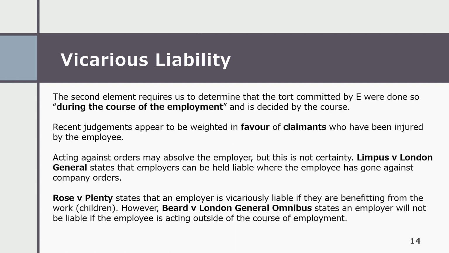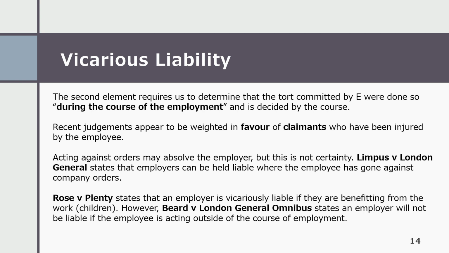So the second element requires us to determine that the torts committed by E were done so during the course of the employment, and this is decided by the courts. Recent judgments appear to be weighted in favour of claimants who have been injured by the employee. Acting against orders may absolve the employer, but this is not a certainty.